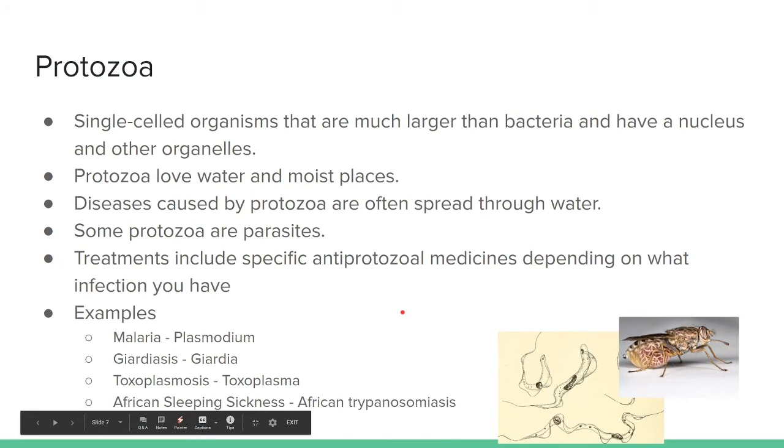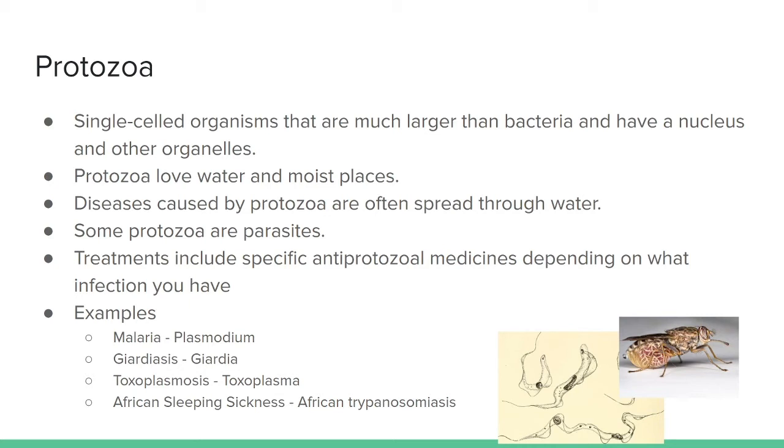Protozoa. Protozoa are single-celled organisms. They're much larger than bacteria, though, and they have a nucleus and other organelles. Bacteria most often don't. Protozoa love water and moist, wet places. Some diseases caused by protozoa are often spread through water because that's where they like to live. Some of these protozoa are also parasites. So some treatments include anti-protozoal medications, and it also depends greatly on what you have.